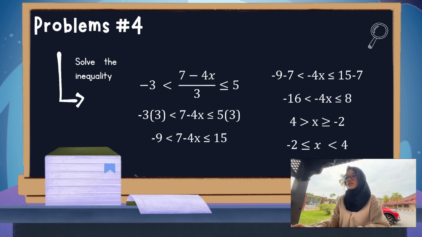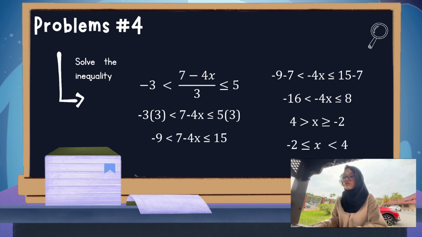First of all, as we can see, there is a fraction here in between -3 and 5. So what we first need to do is get rid of the fraction by moving the denominator to both sides. So, meaning that we will rewrite this inequality as so: -3 multiplied by 3 is less than 7 minus 4x, which is less than or equal to 5 multiplied by 3. Once we solve this, we will end up with -9 is less than 7 minus 4x, which is less than or equal to 15.